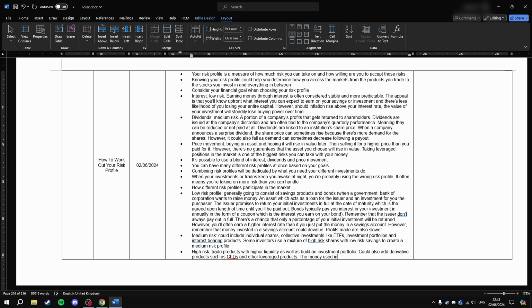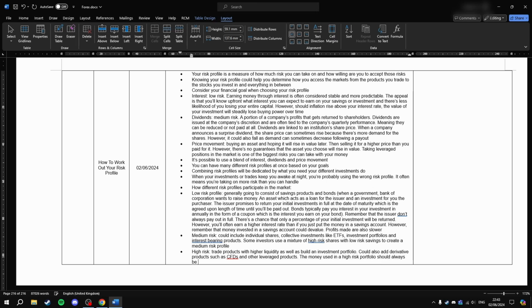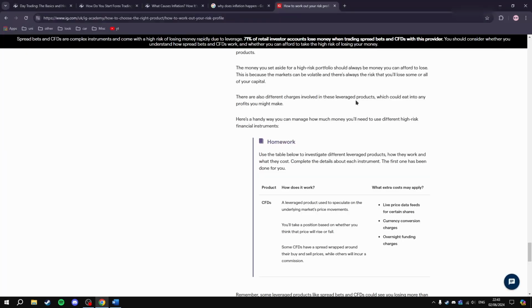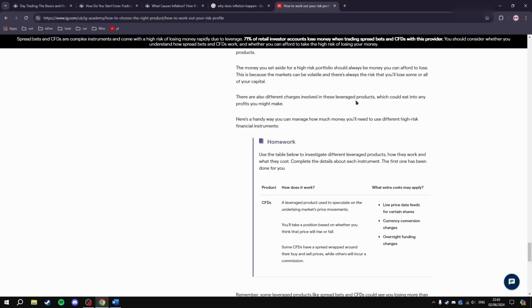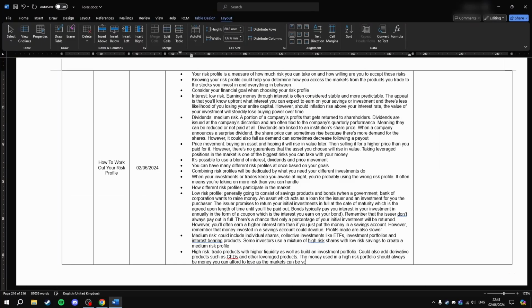The money used in a high risk portfolio should always be money you can afford to lose. This is because the markets can be volatile and there's always the risk that you lose some or all of your capital.